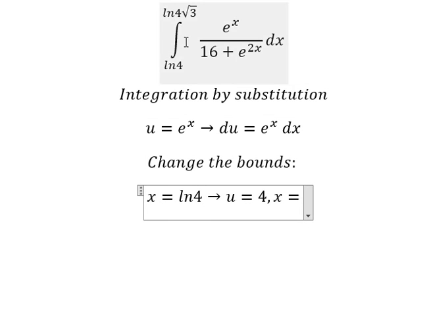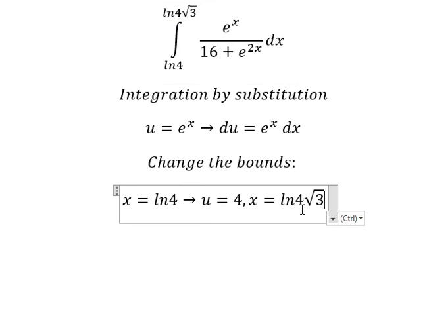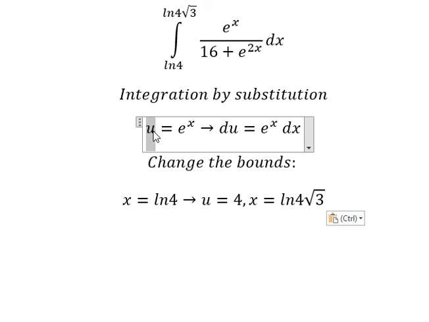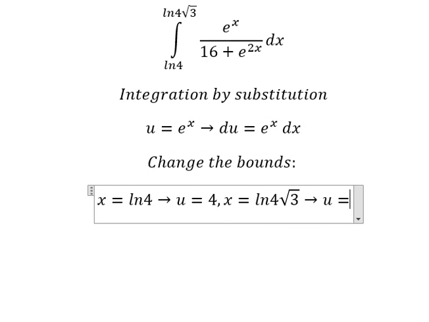When s equals this one, so I will put this one in here, and we can find the value of u. So u in here equals 4 square root of 3.